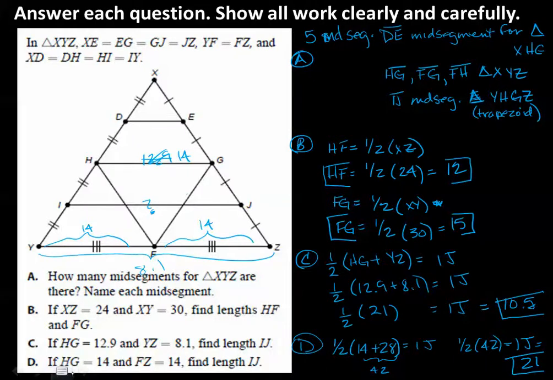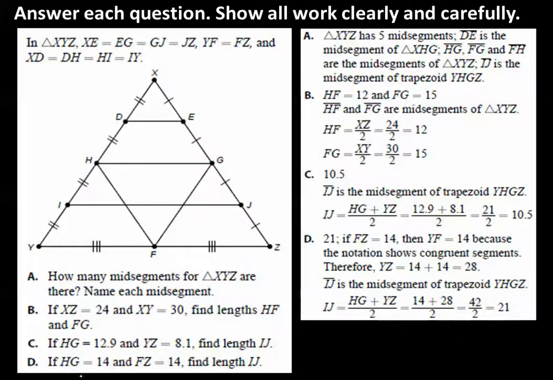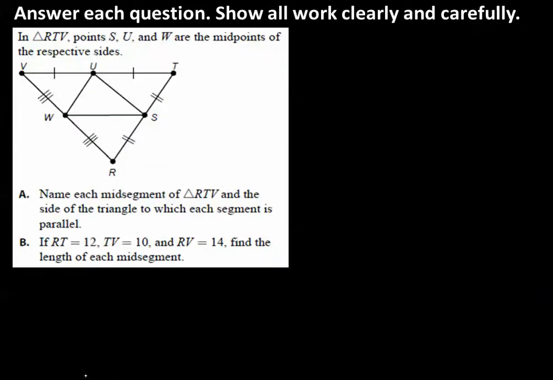All right. And there's all the official answers. Let's work another one. It says in triangle RTV, S, W, U are the midpoints of the respective sides. Name each segment of RTV and the side of the triangle to which the segment is parallel.